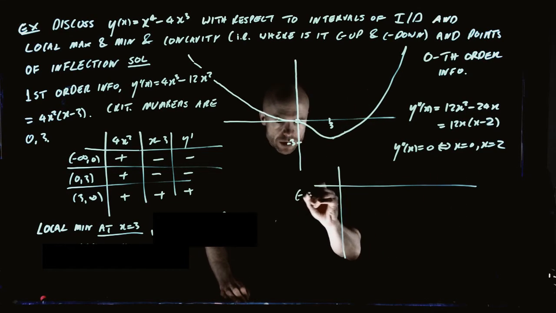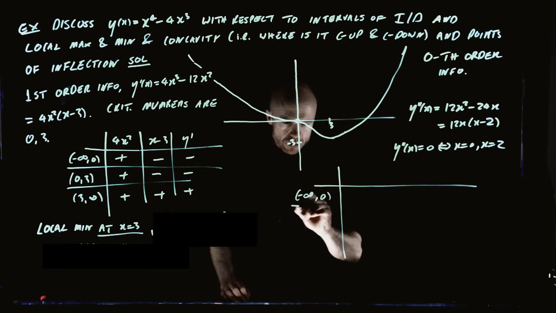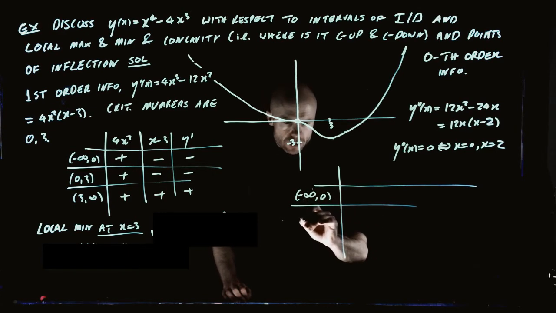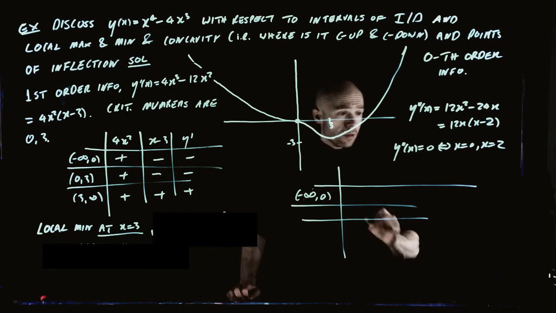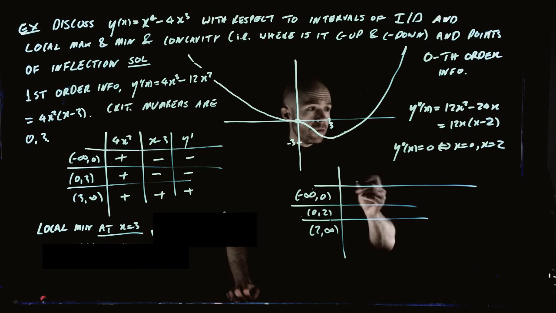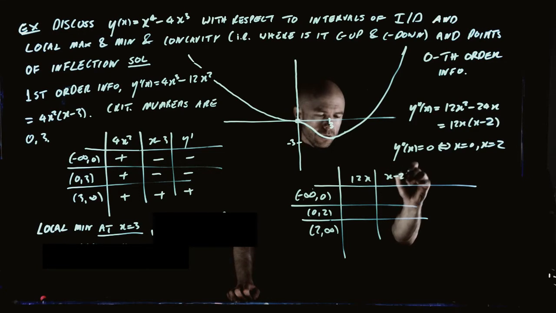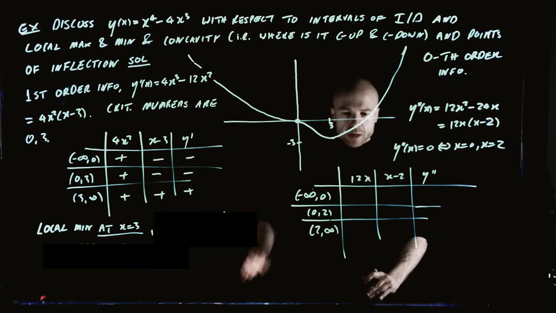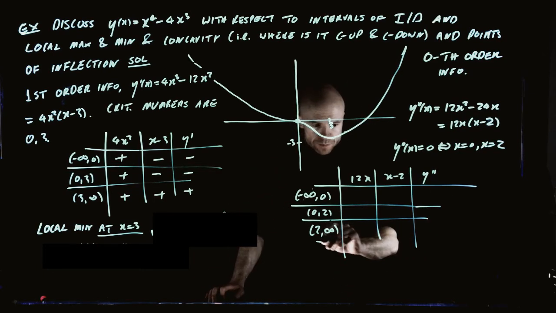So the first interval is minus infinity to 0. The second interval is 0 to 2. And the third interval is 2 to infinity. And then let's put in the factors, so 12x, and x minus 2. And then over here, we're going to put the second derivative. Okay, and let's fill out the table.